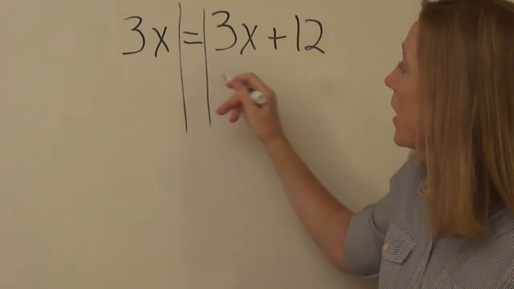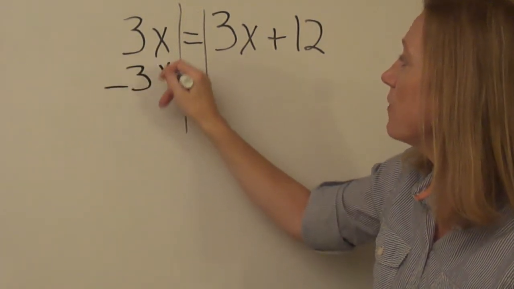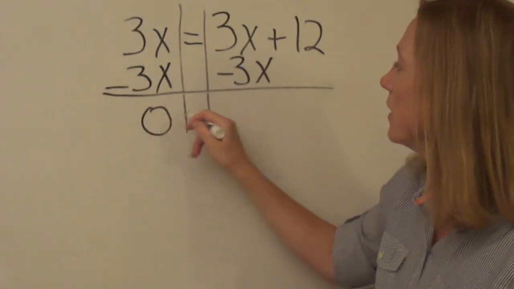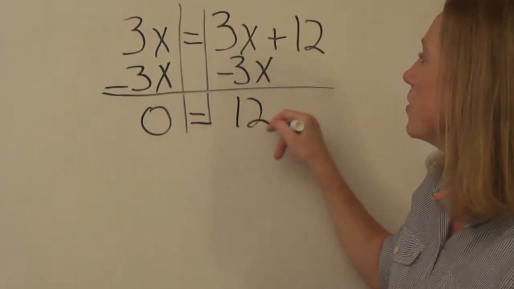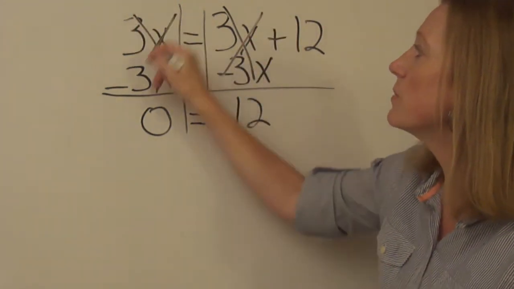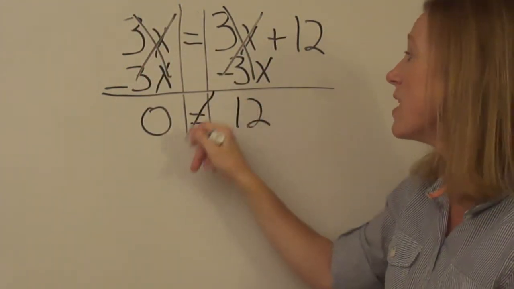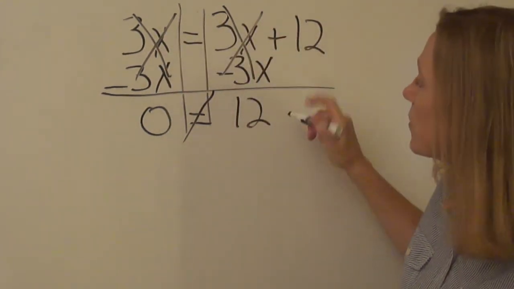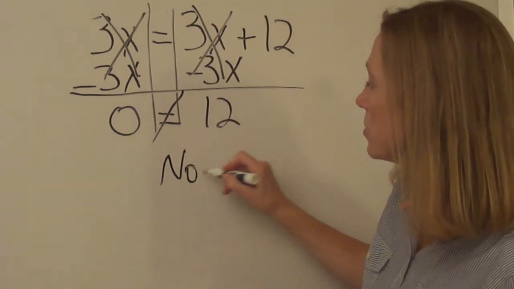If I went through and finished solving, I would get 0 equals 12. Notice your variables cross off on both sides. We know 0 is not equal to 12. So this equation, since it is not true, has no solution.